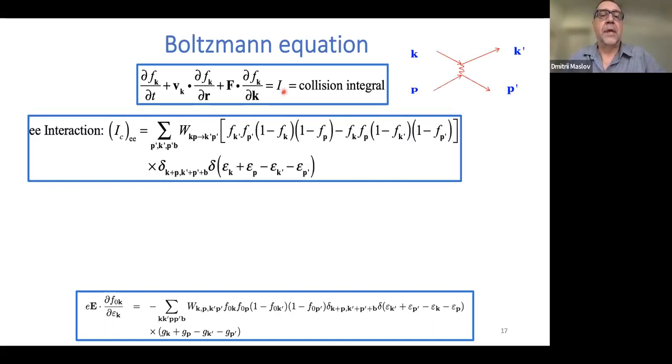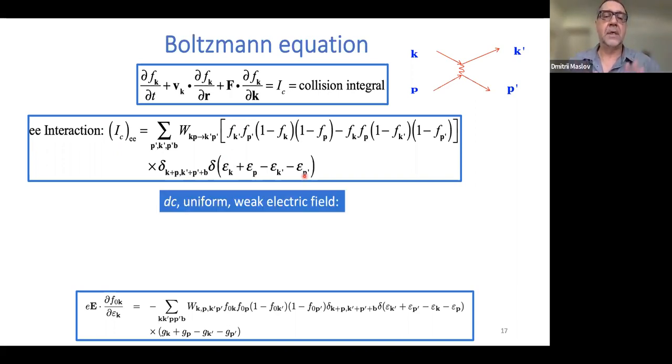For the case of electron-electron interactions, the collision integral has this Fermi golden rule form. You have the scattering probability from the initial state to the final state. This bunch of Fermi functions simply imposes the Pauli principle, and this is the momentum conservation constraint, and this is the energy conservation constraint.